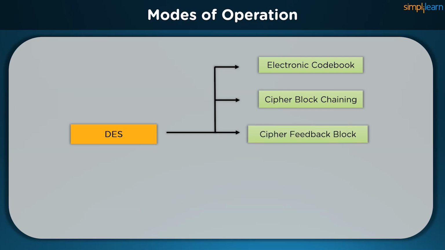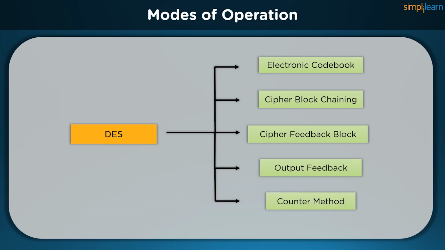We have a cipher feedback block mechanism where the preceding ciphertext becomes the input for the encryption algorithm. It produces a pseudo-random output, which in turn is XORed with the plain text. There is an output feedback method as well, which is the same as cipher feedback, except that the encryption algorithm input is the output from the preceding DES.